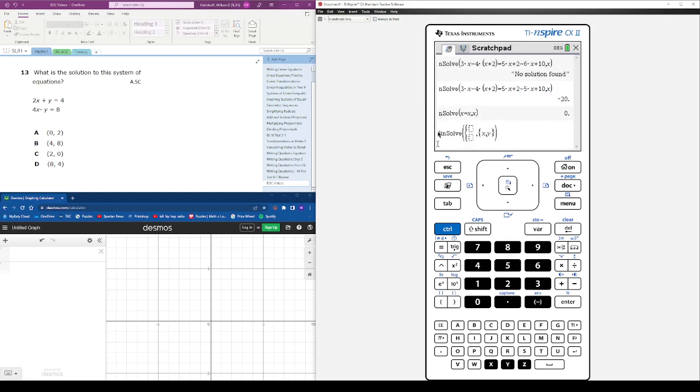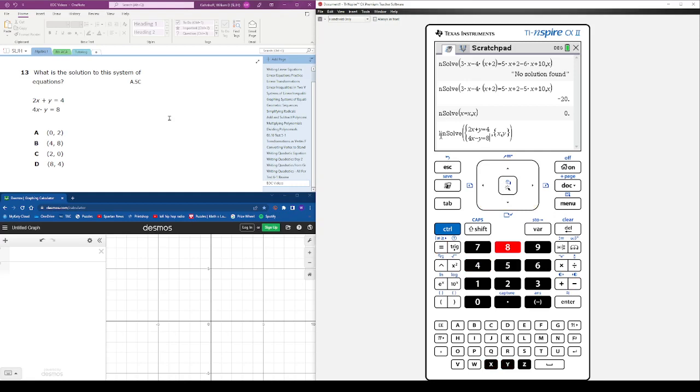And it's going to give me this setup called linSolve. So linSolve is a system of equations, and I'm going to type in each equation exactly as it is on my problem. So for the first one, we have 2x plus y equals 4. Then I'm going to use the arrow to go down to the second equation. My cursor's here now. I'm going to do 4x minus y equals 8.